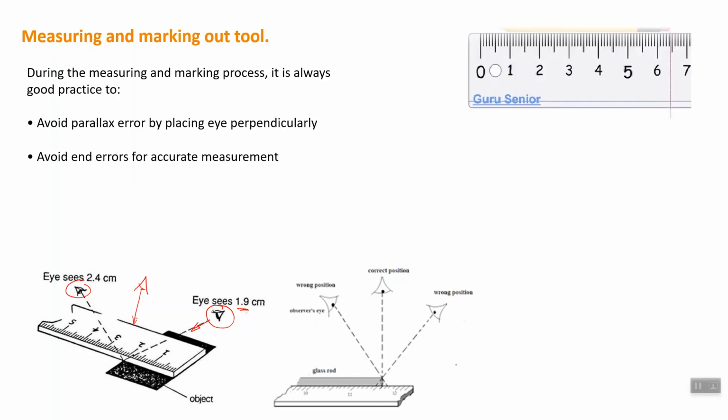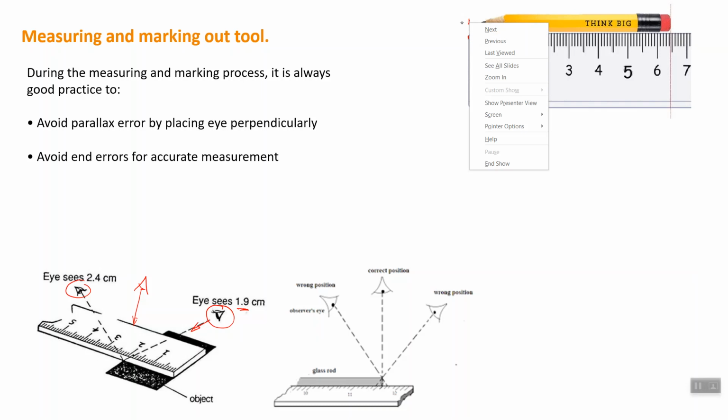So what is end error? For example, when measuring this pencil, on some rulers, the zero is not at the end of the ruler. So you must make sure that you start reading from zero, and next to the required length. If you place your pencil from here, you have a wrong reading. So avoid end error for accurate measurement.